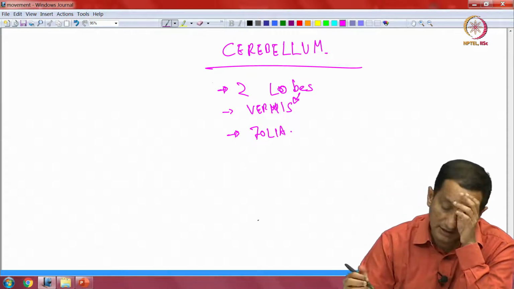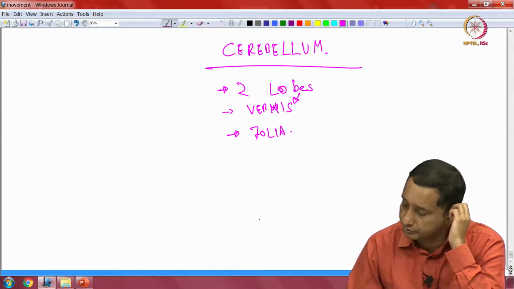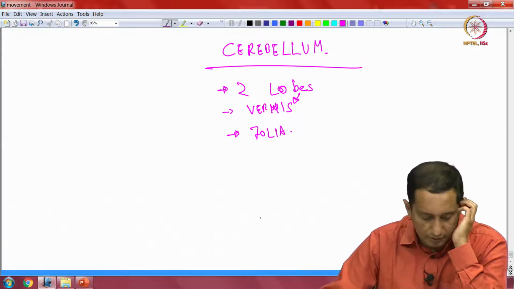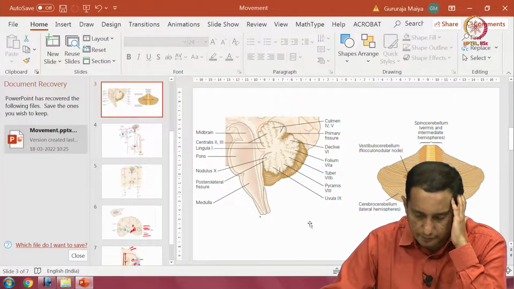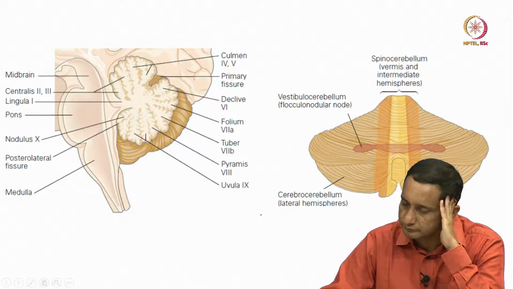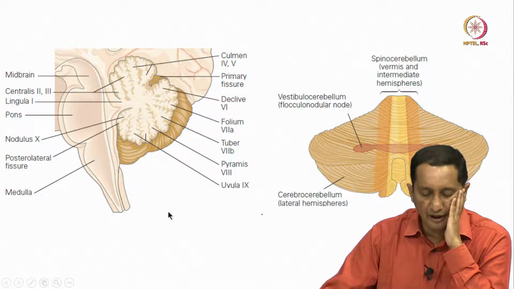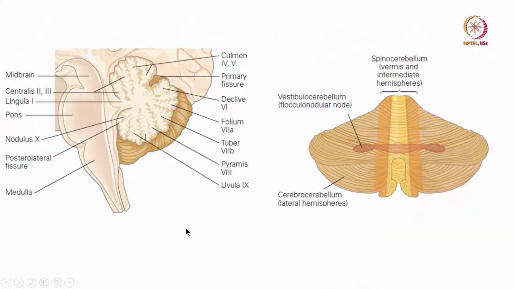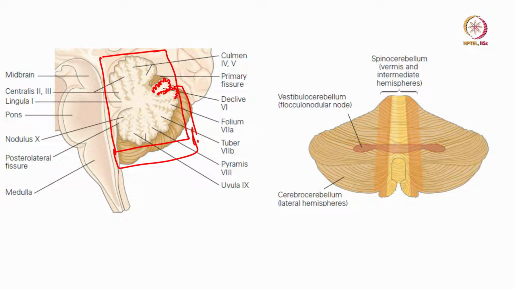So, these are certain things which you need to be aware of. I will go back to the pictures. So, that is the cerebellum, cut section of the brain. This whole part is the cerebellum, cut section. You have this leaf-like structure, each of which is called a folium.